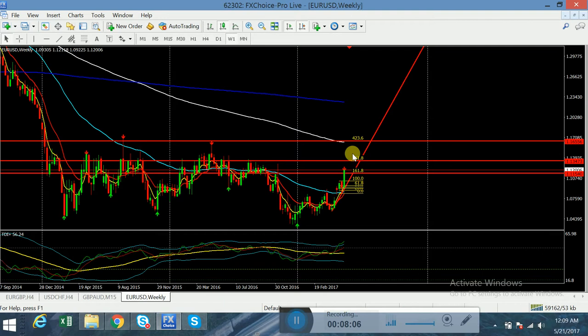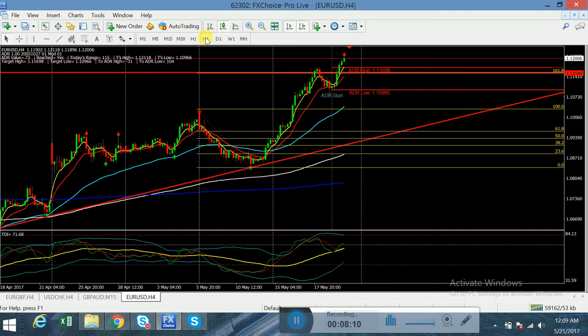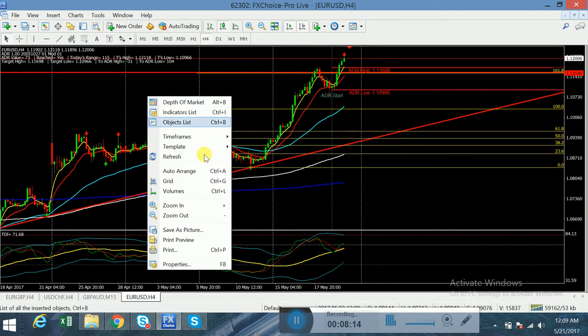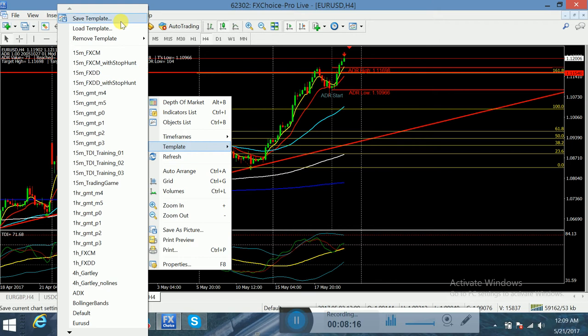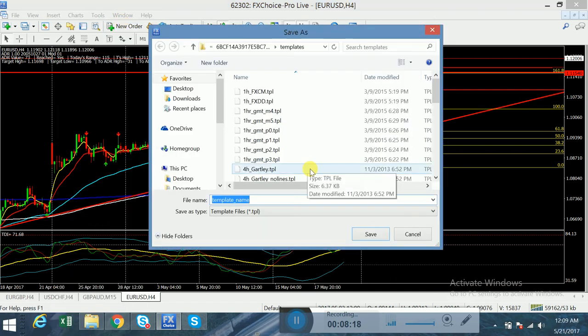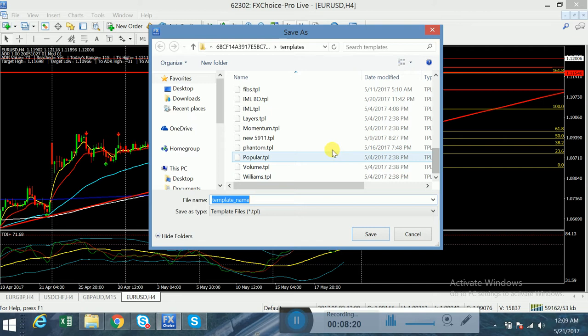Alright, and that's how you break it down. You want to start your week by getting a good idea of where your week is going. Now that was the Euro USD. Let's go do another one.